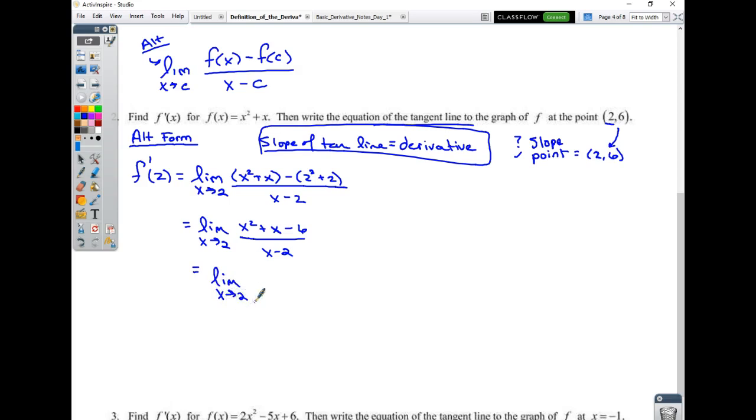What can I do to the numerator? X minus 2, x plus 3. And what do I have? Which is? As the x goes to 2? So the slope of my tangent line, correct.